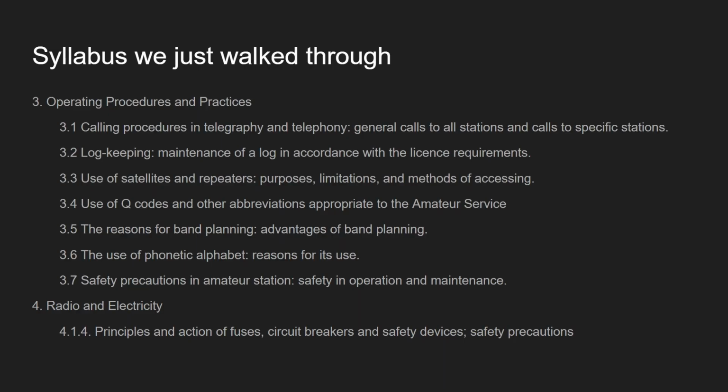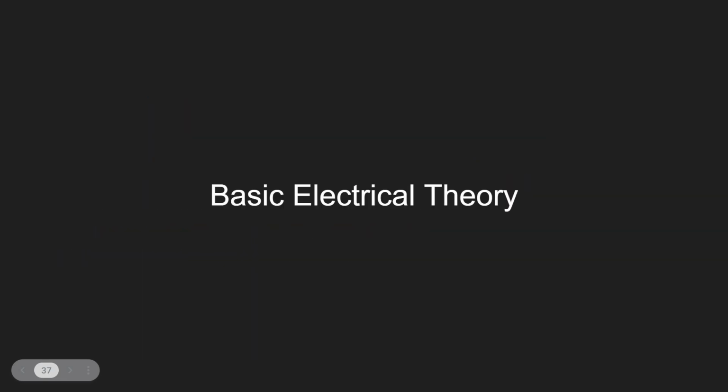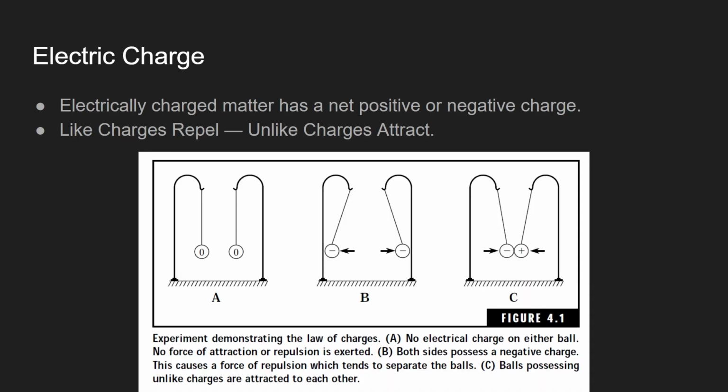So we have just walked through safety precautions, and how to use the radio. Oh, we didn't talk about 3.3: log keeping, call procedure, the kill code, band planning, and phonetic symbols. So we can take a very short break first, and we'll go to the physics part after the break.